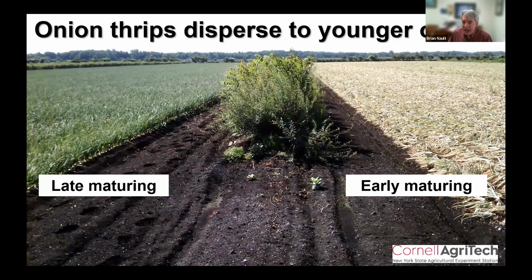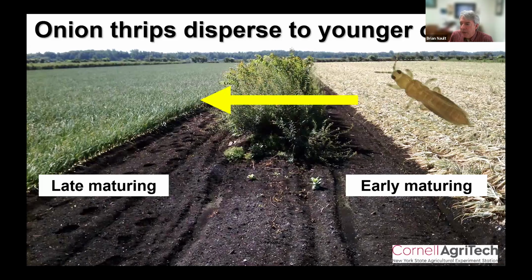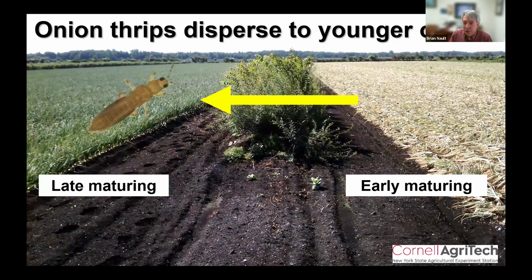It's very common to have onion fields that vary in maturity that are next to each other. A scenario like this, where you have an early maturing field on the right, that is mature, the leaves have landed appropriately, but this is no longer an attractive host for onion thrips. The eggs they lay on these dying onion plants aren't going to allow their progeny to survive to adulthood. So these adults are going to migrate to the next best field, the field that's still actively growing, like a later maturing field. They're going to move in this direction.